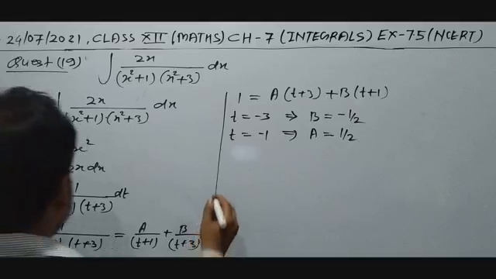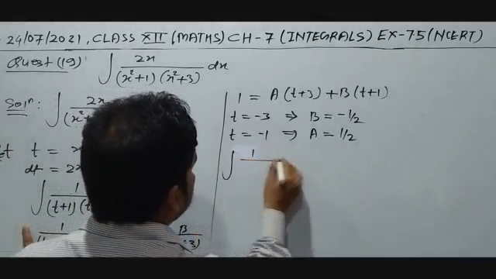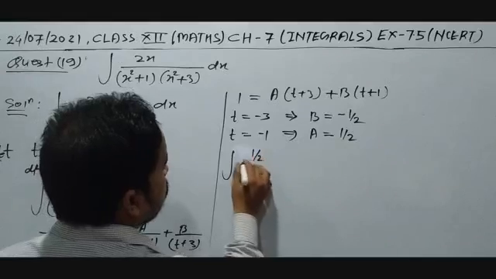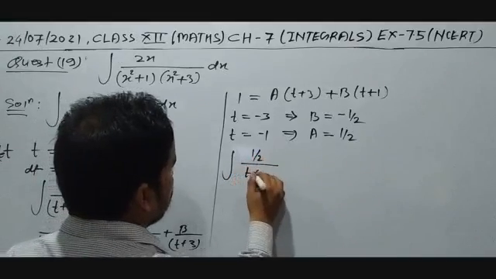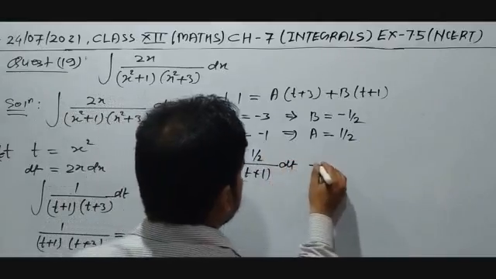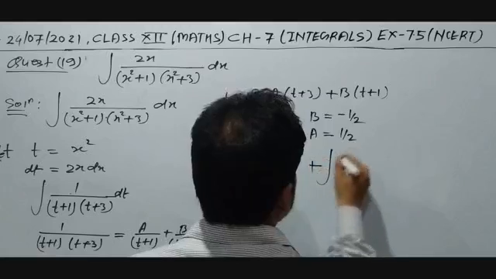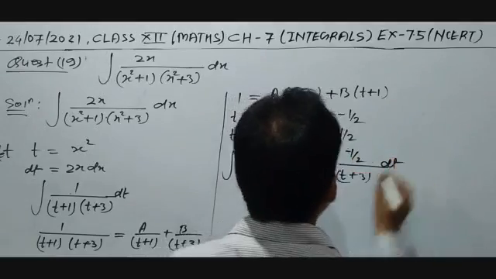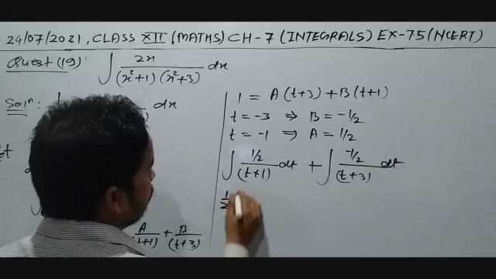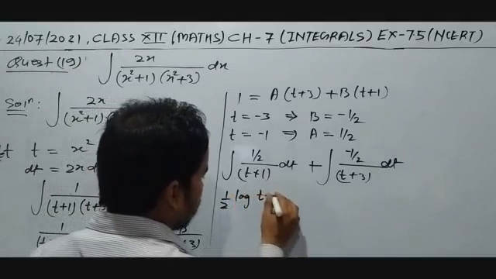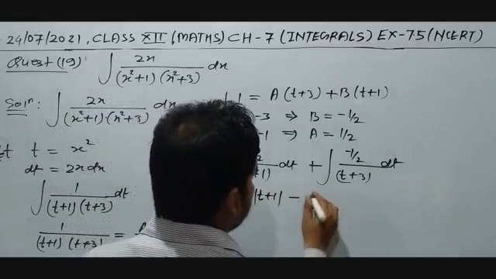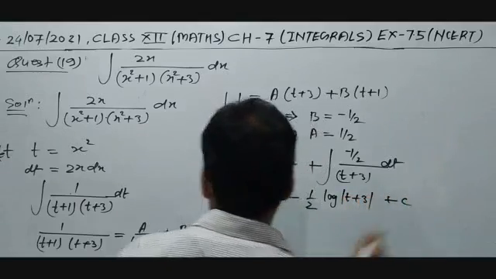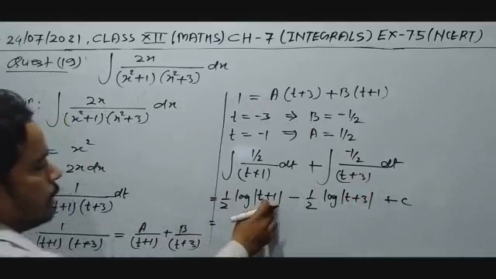Now the integration will be integration over 1 upon this part. Integration over a is 1 by 2, so 1 by 2 upon t plus 1 dt, and for b the result is minus 1 by 2, so minus 1 by 2 whole upon t plus 3 dt. Its integration will be 1 by 2 log of mod of t plus 1 plus minus 1 by 2 log of mod of t plus 3, now plus c. This is the result, and put the values of t.